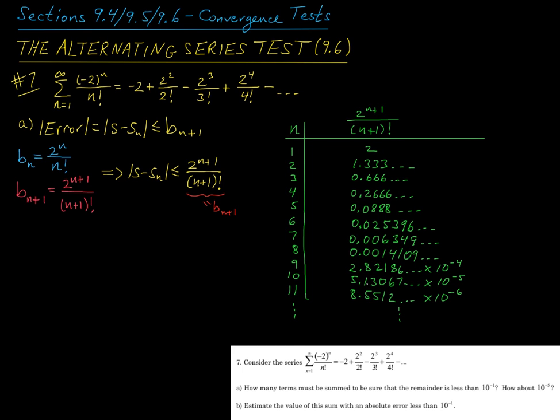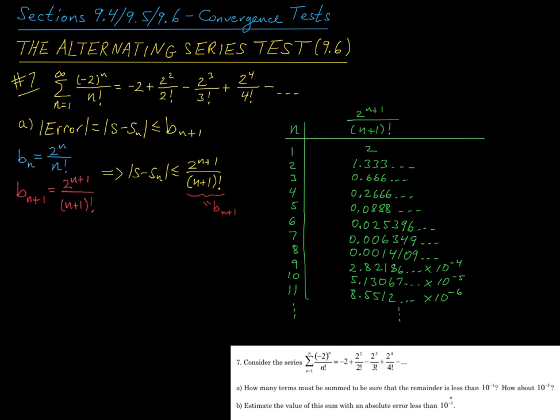Okay, so I've included them here, and as we see, as n increases, b sub n plus 1, which is acting as this upper bound on our error, is decreasing. And that makes sense, right? Because the more terms we use, the better our approximation should be. And since our error is always going to be bounded above by this term here, our error will be shrinking and will approach 0 in the limit as we let n approach infinity.